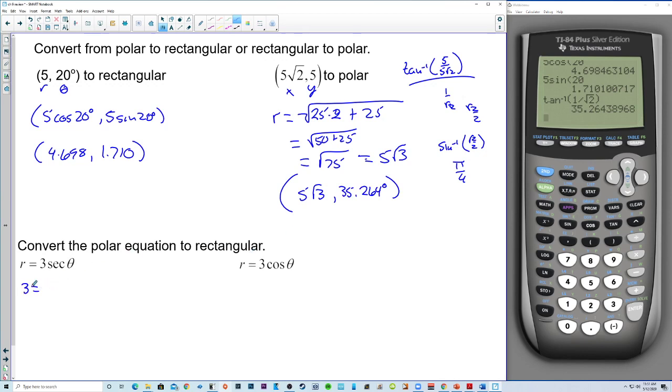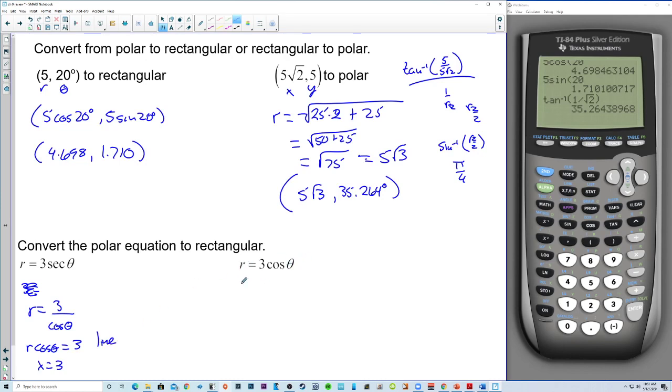Convert the polar equation to rectangular. We have 3 equals, not 3 equals, r equals, I was thinking ahead, 3 over cosine of theta multiplied by cosine. r cosine is x, so x equals 3, and the graph is a line.